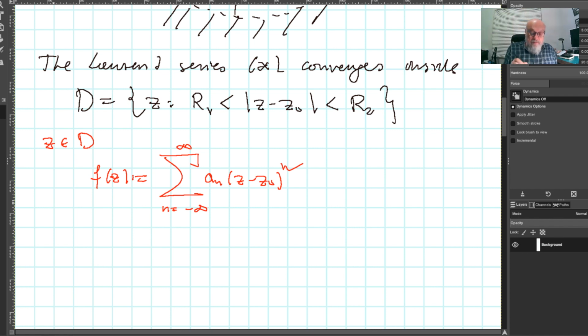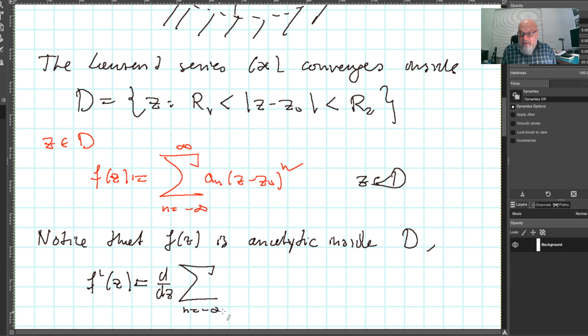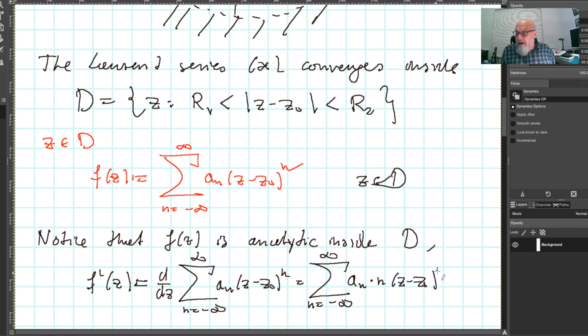For z belonging to D, f of z is analytic inside D, and you know how to compute its derivative. You do it exactly the same way as we always do: the derivative can be obtained by differentiation term by term, the sum from n equals minus infinity of a_n times (z minus z0) to the power n, which of course gives you this formula: the sum of a_n times n times (z minus z0) to the power n minus 1.